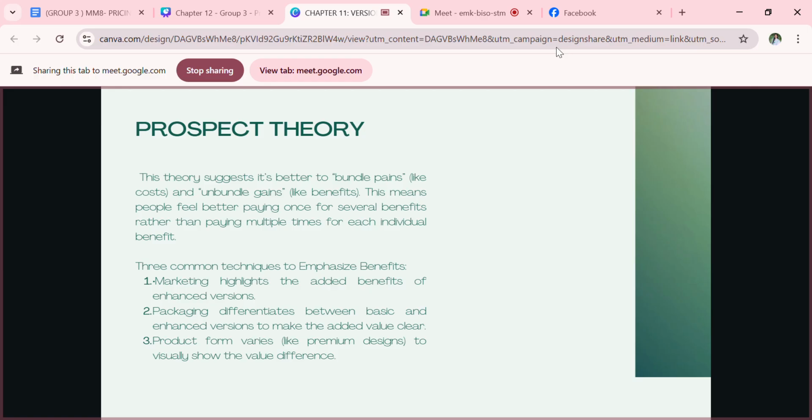And companies often use three techniques to make enhanced versions stand out. First is marketing emphasizes the extra benefits of enhanced versions. Second is packaging differs between versions to make the value difference clear. And the third one is the design or form may vary to visually show added value. So prospect theory suggests that versioning strategies help customers see more value in a higher level product and makes the price seem more appealing. So companies can potentially earn more from an enhanced versions than from charging for each feature separately. Next slide, please.